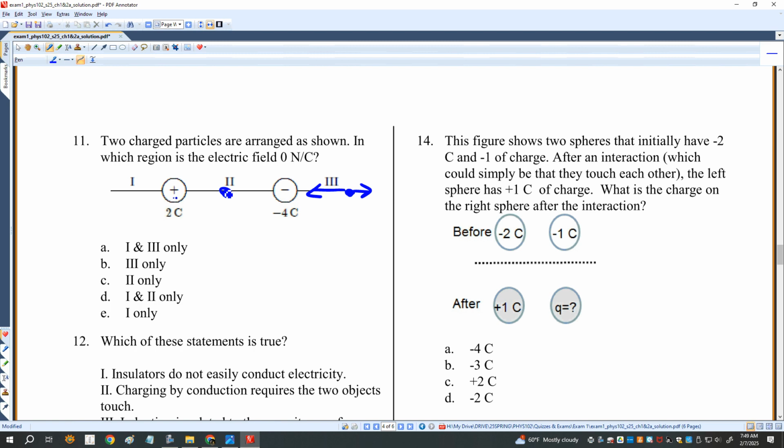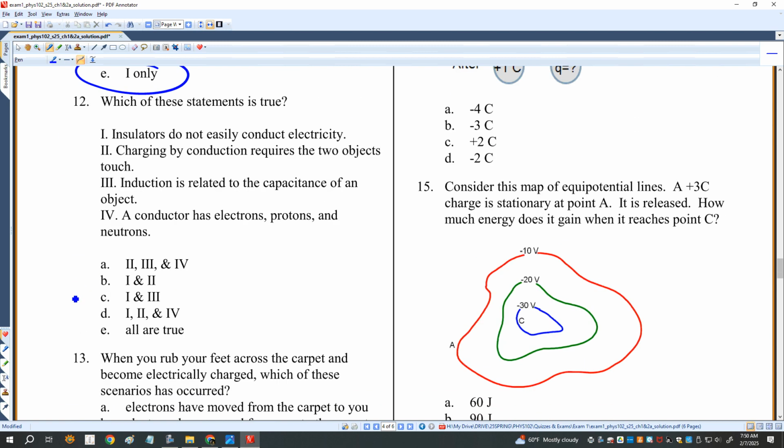If I'm here, they're both in the same direction. So no matter what the magnitude of the electric fields are, they're always going to add up to something non-zero. But over here, I get an electric field due to the minus 4 coulomb in that direction, and an electric field due to the plus 2 coulomb in that direction. But because the distance to the plus 2 coulomb is smaller than the distance to the minus 4 coulomb, the bigger charge, that means that there is a place over there where I can get an electric field of 0.